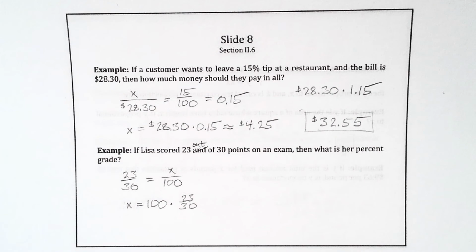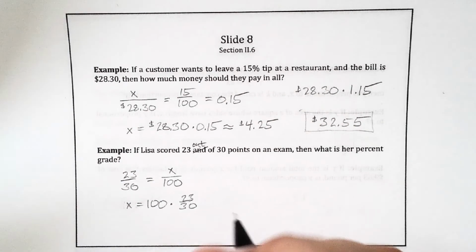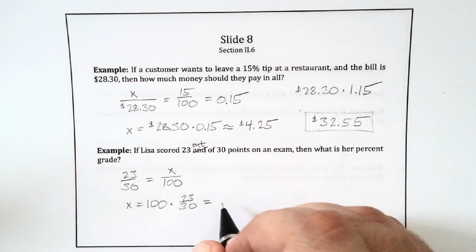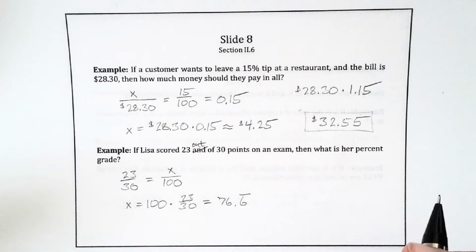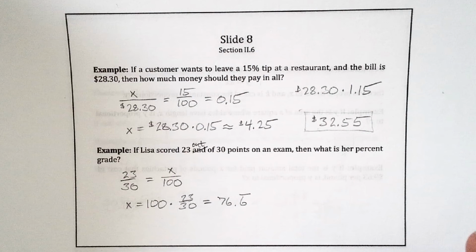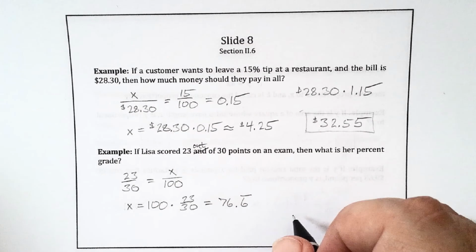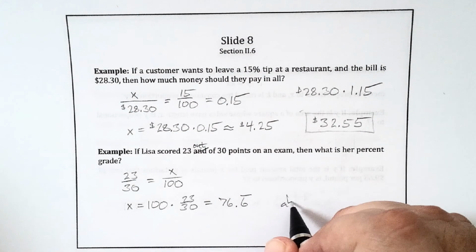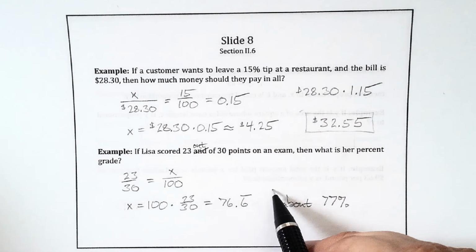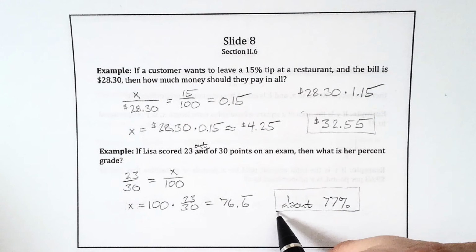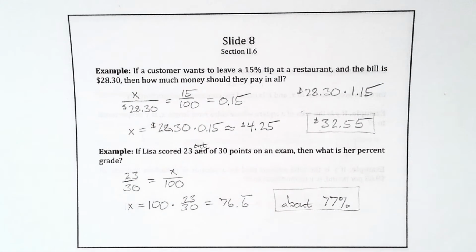So let's work that out. 23 divided by 30 times 100. And we get 76.6 with the bar over it. So, rounding, we'll say that her percent grade is about 77%. So you just compute the quotient, multiply by 100.